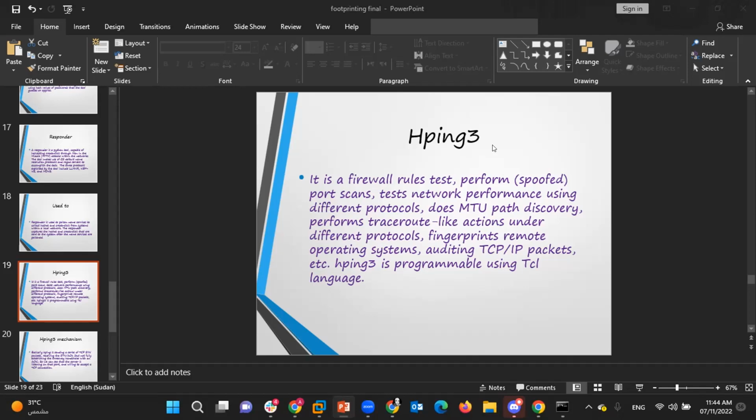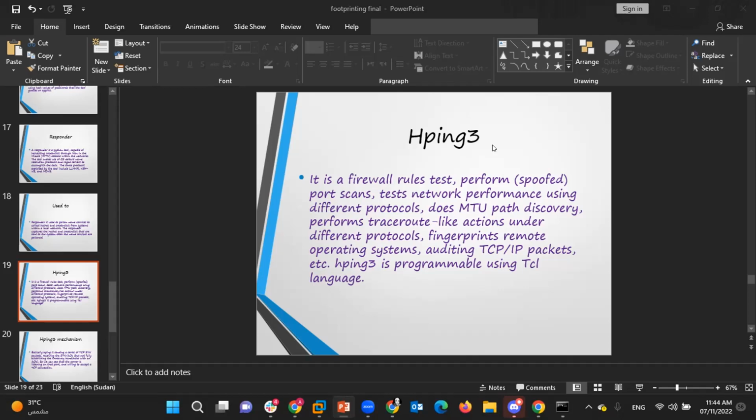HPing is used to test this rule, to perform a spoofed port scan test and test network performance using different protocols. To make this test, HPing uses different protocols to perform and test the network or the firewall rules.